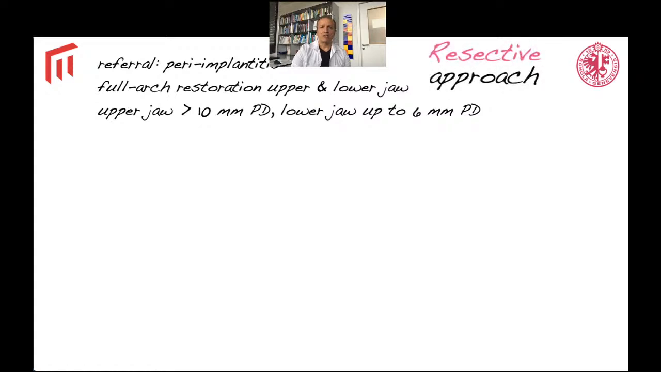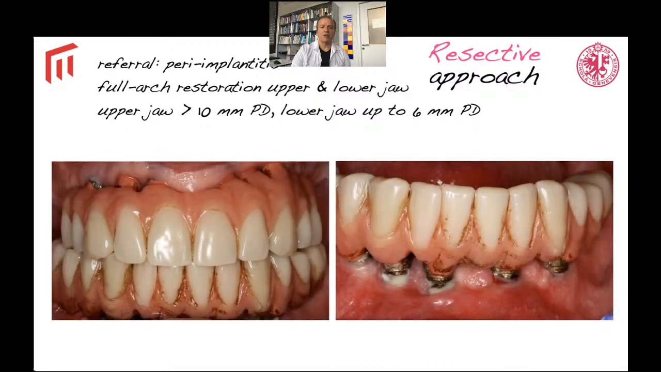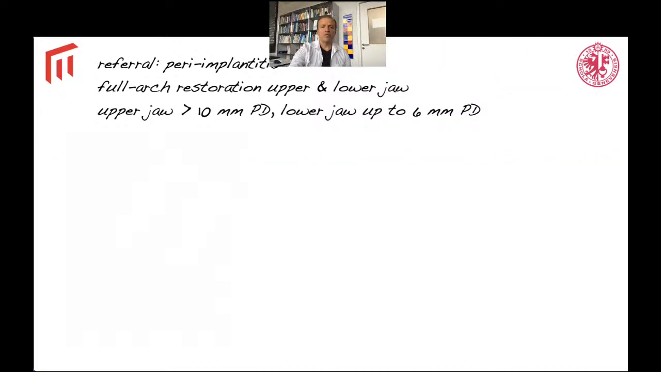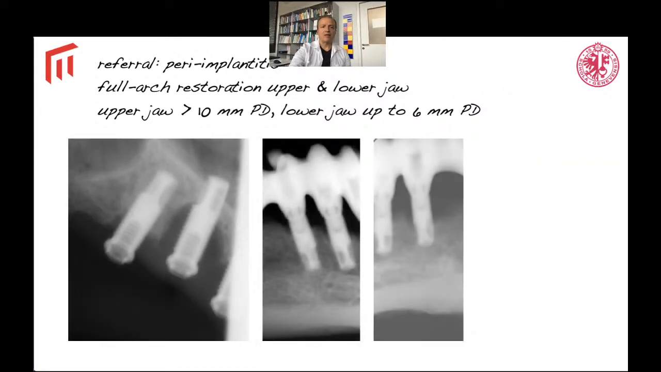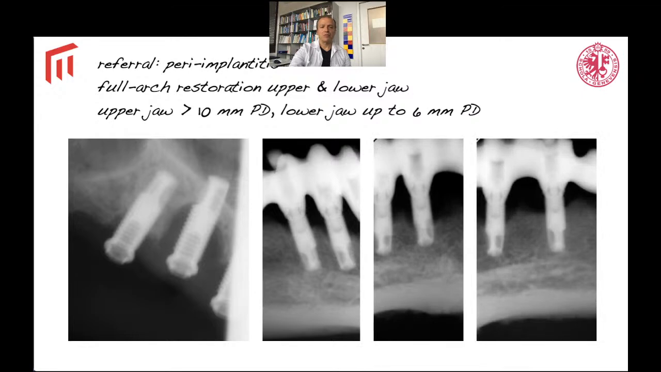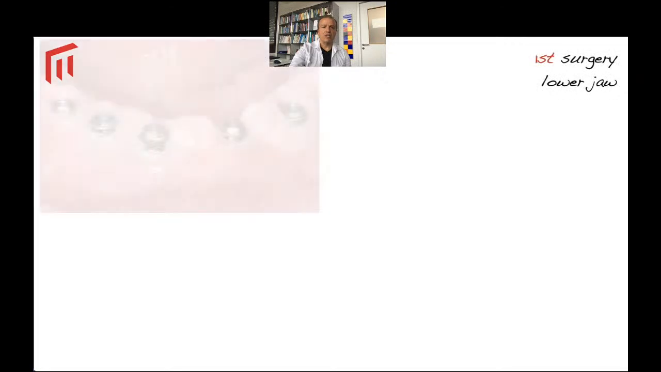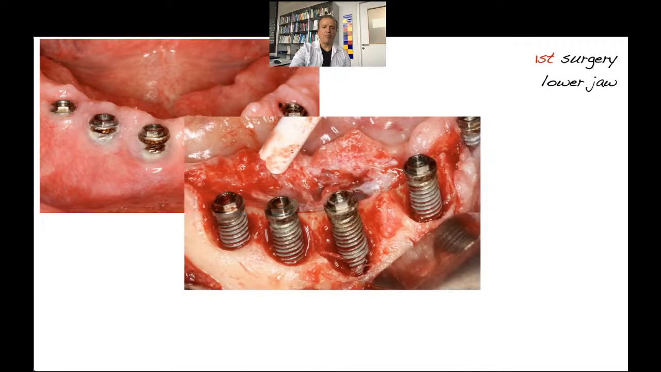So here's another case just to exemplify this way of thinking. This is a patient with 2 full bridges on implants in both the upper and the lower jaw. Both jaws had severe problems. I will show you only the lower jaw, just to be consistent with the previous case, where you can see the extent of the bone loss. So here is the first surgery where we open up, and here we see the extent of the bone loss and also the configuration of bone loss.